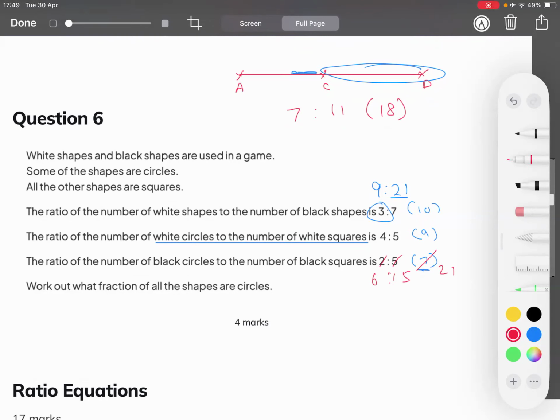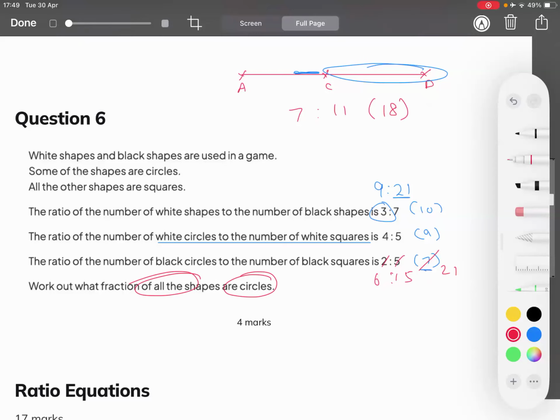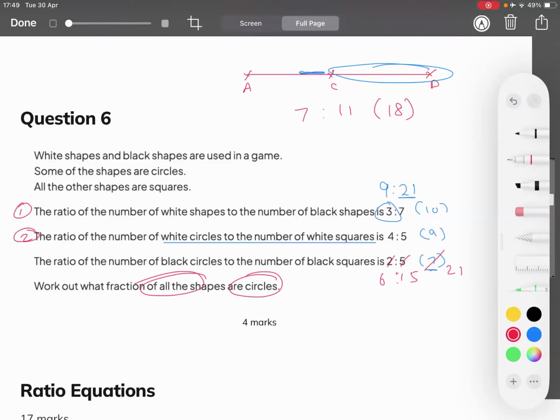So now I can figure out how many circles I have, how many shapes I have in total. How many shapes do I have in total? Would I look at ratio 1, ratio 2, or ratio 3 to find out my total amount of shapes? Ratio 3, no, that's just my black shapes. And ratio 2 is just, sorry, white shapes. Ratio 1. So what's the total of ratio 1? 30.